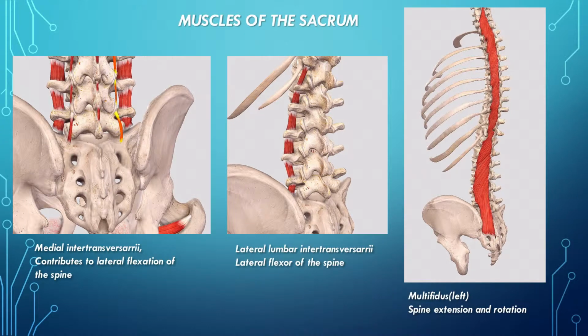We now review some of the muscles which attach to the sacrum. On the left is the medial intertransversare. This is a contributor to the lateral flexion of the spine. In the middle we find the lateral lumbar intertransversare. This is the lateral flexor of the spine. The multifidus on the right is the extender and rotator of the spine.